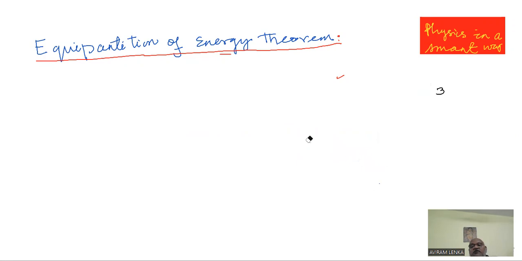Next issue is the equipartition of energy theorem. But before going to the theorem, how is energy equally partitioned or equally divided? Especially in this context, we consider a gas molecule, how gas molecule energy is equally divided, and by that we mean not a single molecule, we mean the average energy, the mean energy, how it is equally divided.